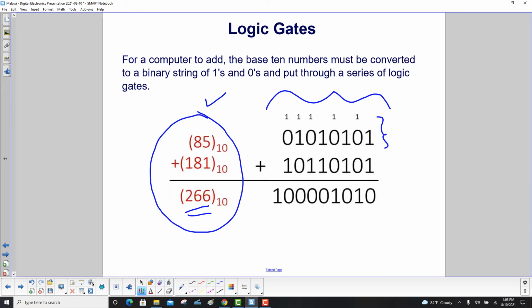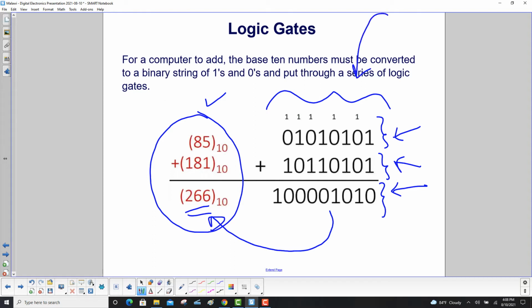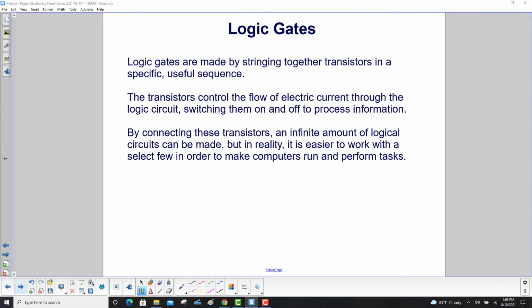This is the representation in binary of the number 85. This is the representation of number 181, and there are rules for adding these two to get this answer, which when you translate it back to base 10, you get 266. So computers work here, humans work here.